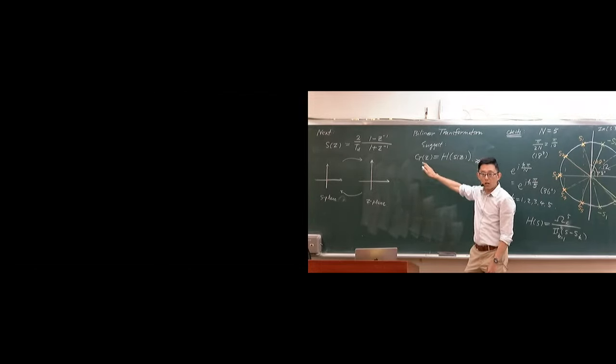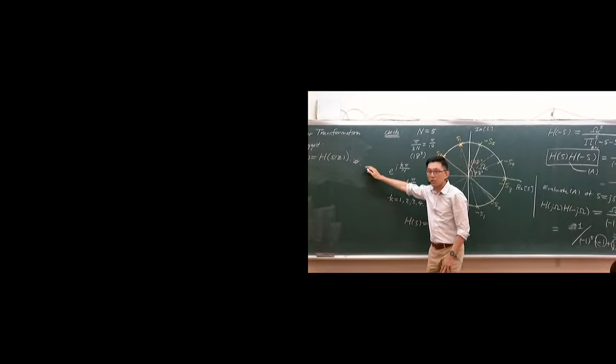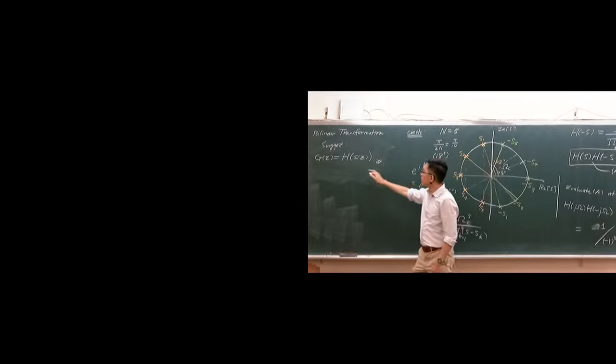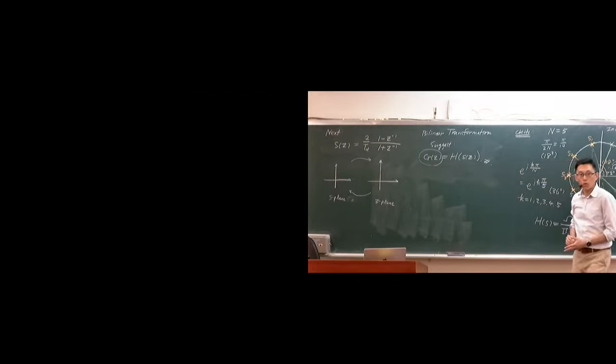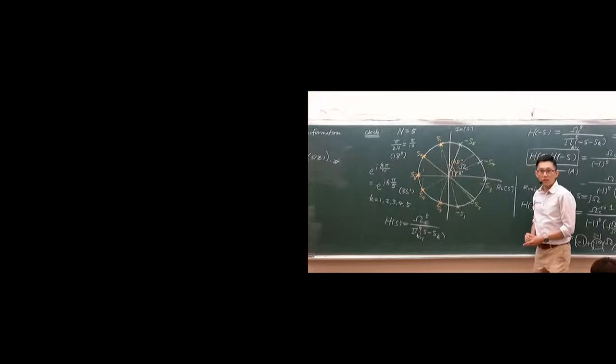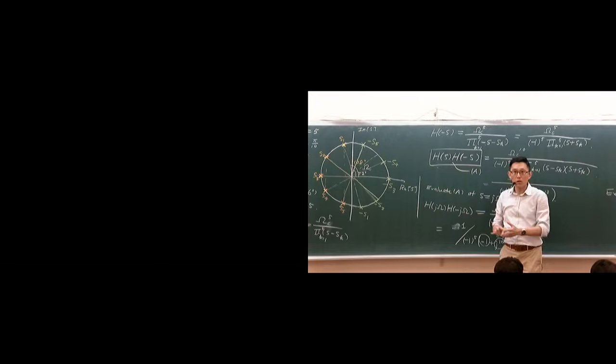I claim to you that, surprisingly, this is a design. This function is now a function of z, and it defines a discrete time system, which is also low pass. We begin with an analog prototype, then we end up with a digital design, which is also a low pass filter. So that's the idea.